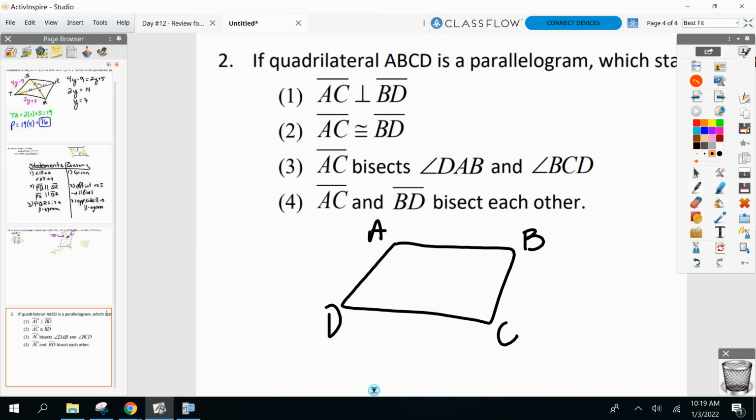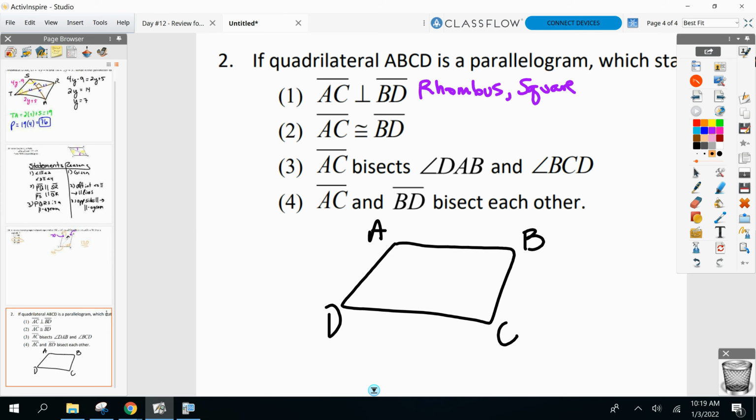All right, diagonals, are they perpendicular? AC and BD, those would be the diagonals. So are they perpendicular in a parallelogram? Nope, but hey, let's go. Name the figures. Let's go. Name the figures. Rhombus. Square.